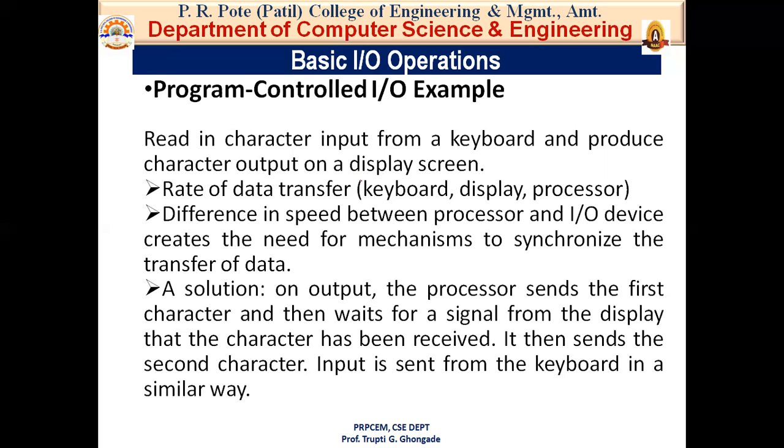Second, the rate of output transfer from the computer to the display unit is much higher as compared to the input unit. Now how do we determine this rate? This rate is determined by the rate at which characters can be transmitted over the link between the computer and the display devices, which is typically several thousand characters per second.